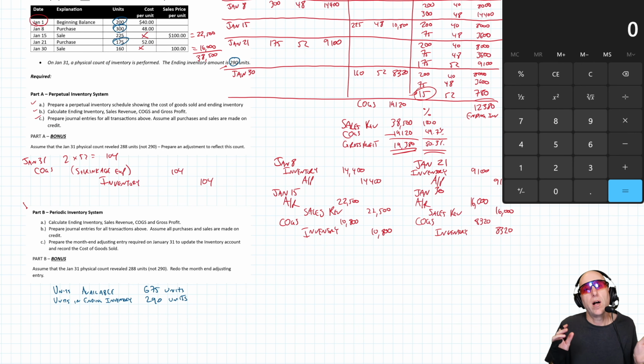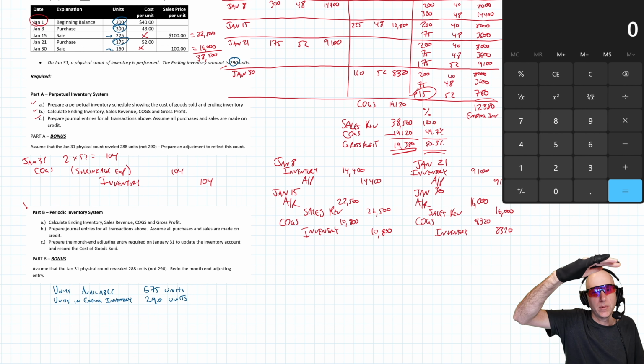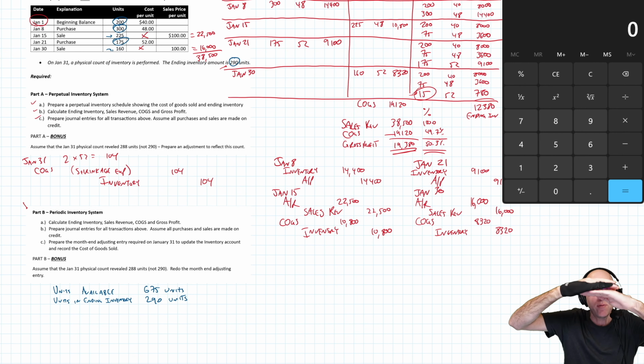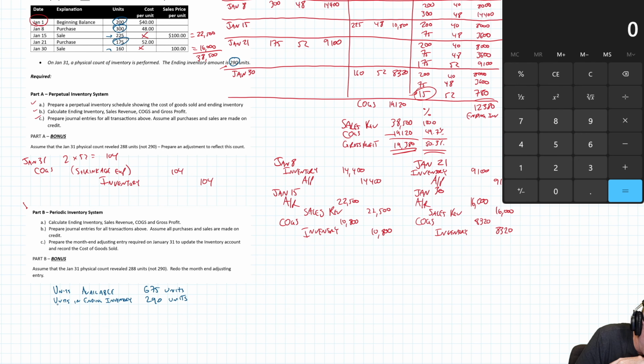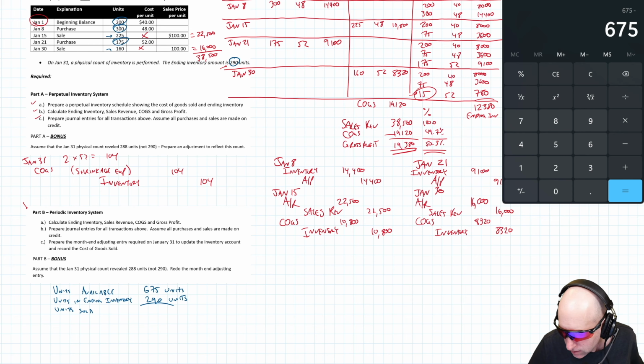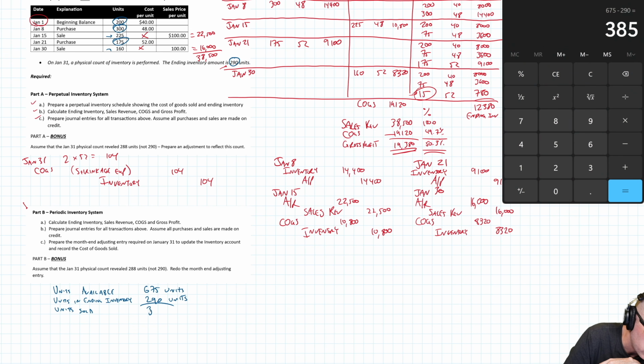So what does that mean? Well, the periodic method says we're not going to keep track of our sales by adding up the sales. No. We keep track of our sales by saying, here's what I could have sold maximally. Here's what I have left. The difference is what I sold. We assume we sold the difference. We check in periodically on our inventory and we go, well, whatever I'm missing, I assume I sold. So units sold is just 675 minus 290. We sold 385.